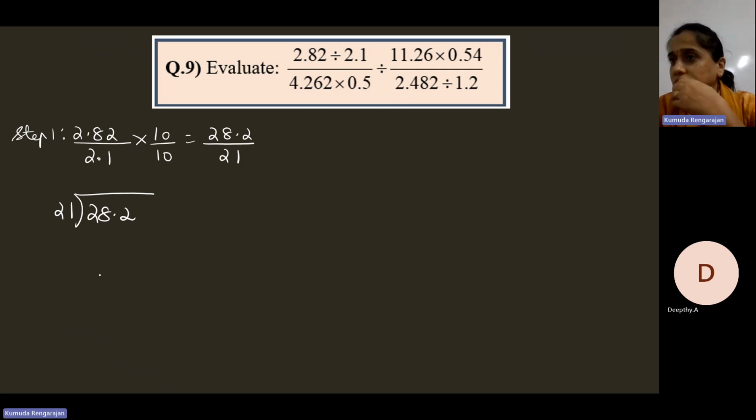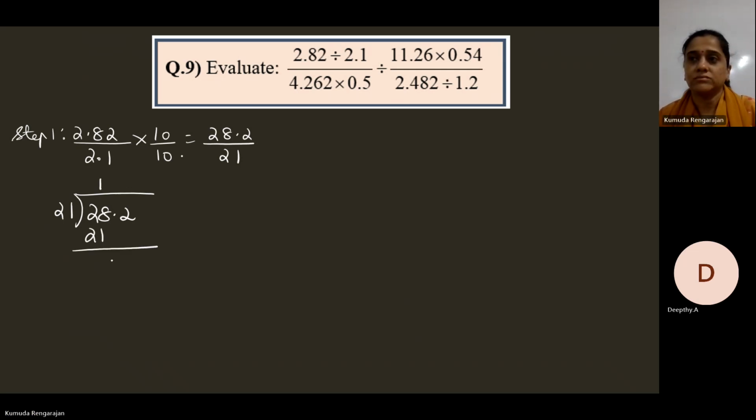Dividing, the normal division. How many times? 21 ones are 21. What's the remainder? 7. Now this decimal point, you should put it here. And bring the next digit down. 2. So how many times now?